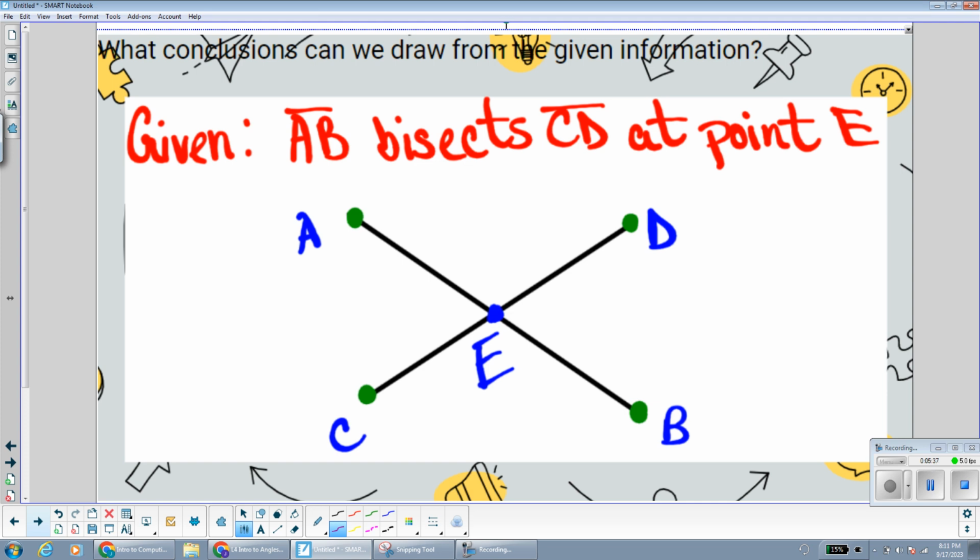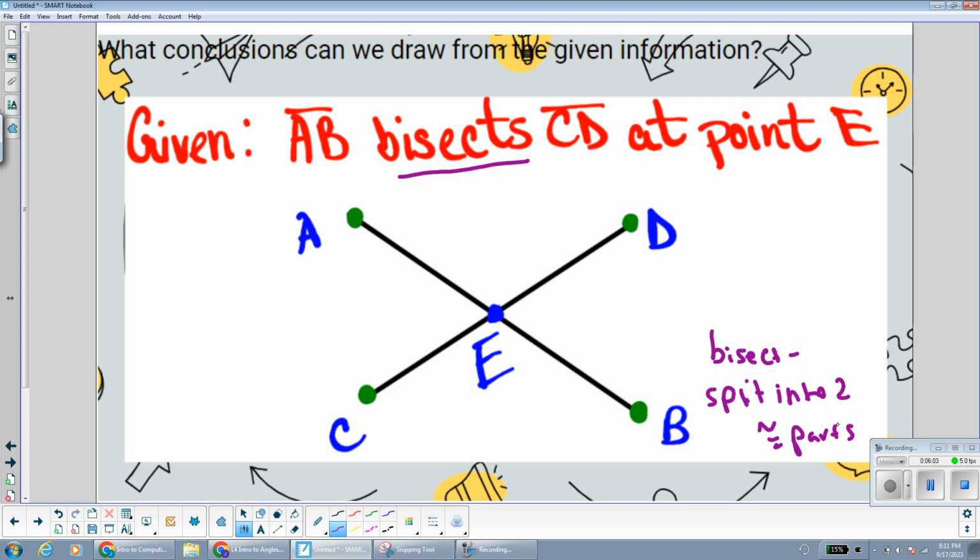Before we do more examples with the partition postulate, just one more new vocabulary word. Here we're told that AB bisects CD at point E. The word bisect means to split into two equal or congruent parts. Let me write that here. Bisect means to split into two congruent parts.